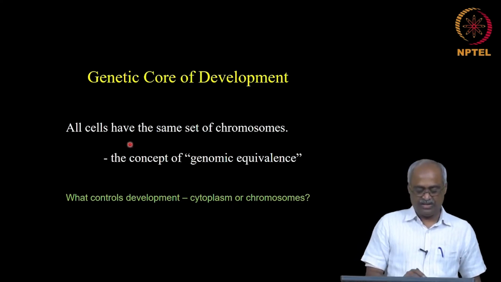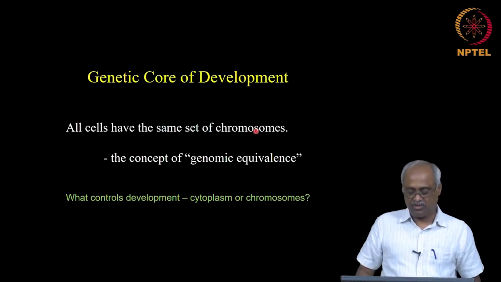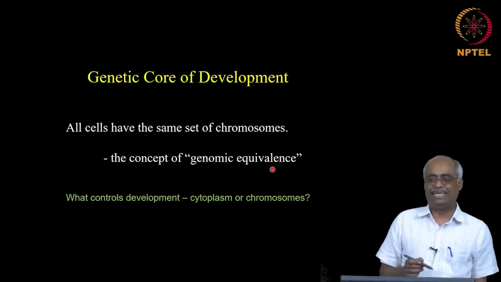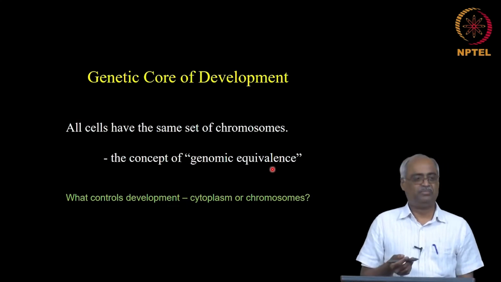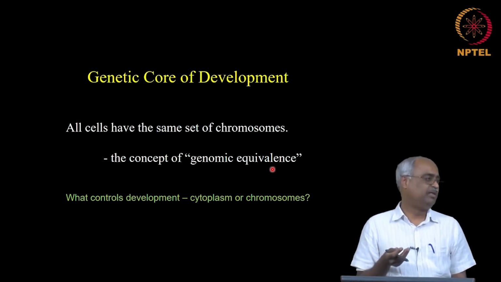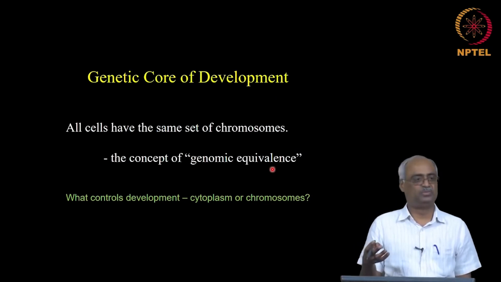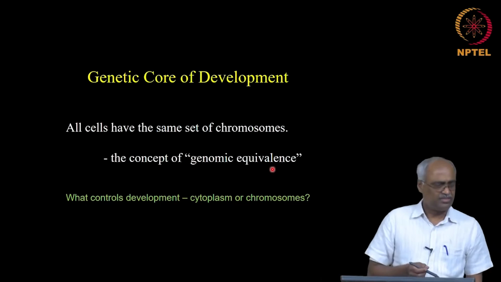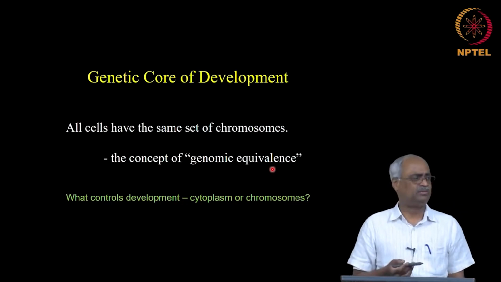So most of you already know all cells have the same set of chromosomes, and that is where this concept called genomic equivalence comes from. What it means is you take any cell of the adult body, they have the same set of chromosomes. There are exceptions. Our RBCs do not even have a nucleus, and if you were willing to think a little bit more, some of you may have already done an immunology course. Have you learned VDJ recombination?